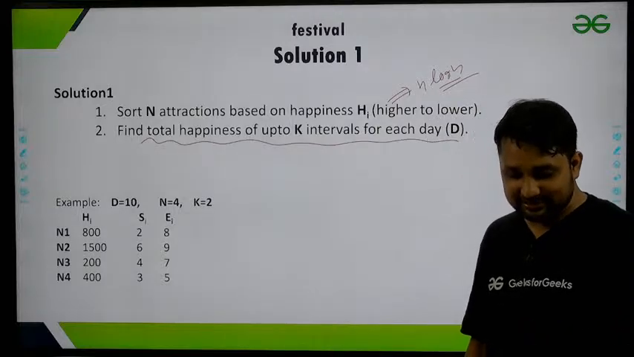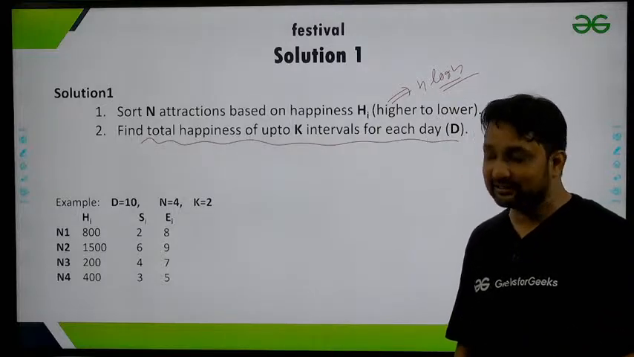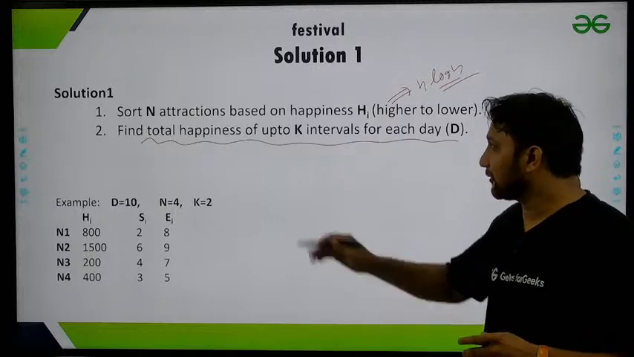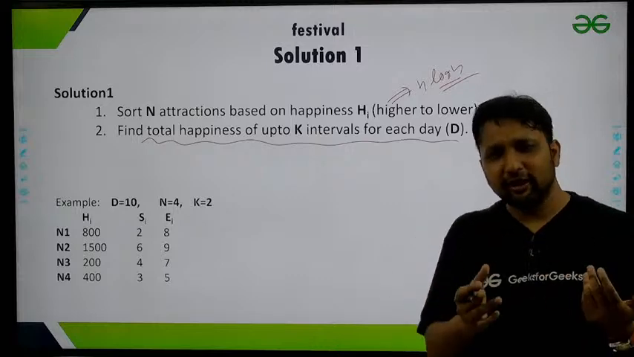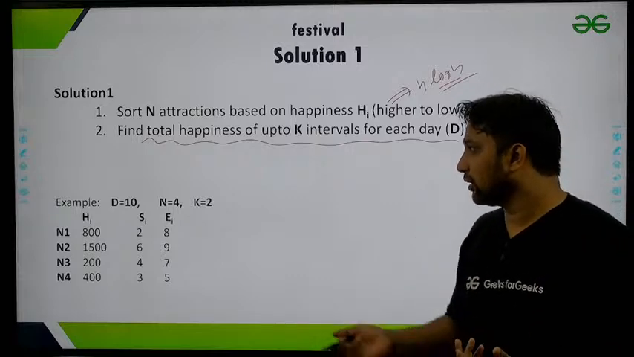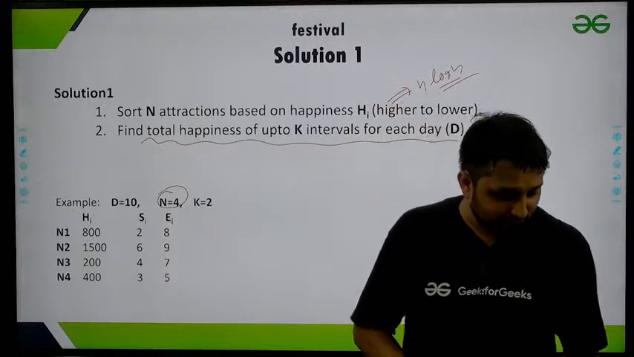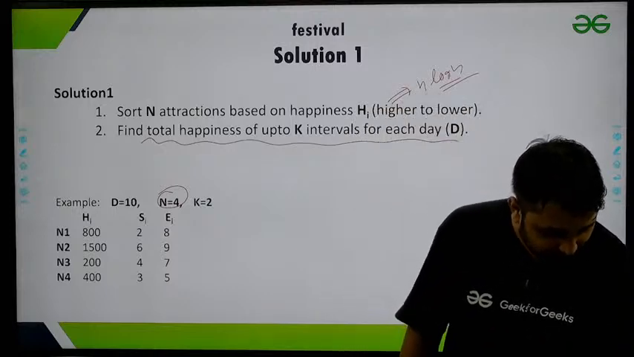Okay, anybody please tell me, please reconnect and tell me, what will be the complexity of the second step? For every day we are checking n attractions. For the first day, second day, third day, fourth day, for every day we are checking n attractions.